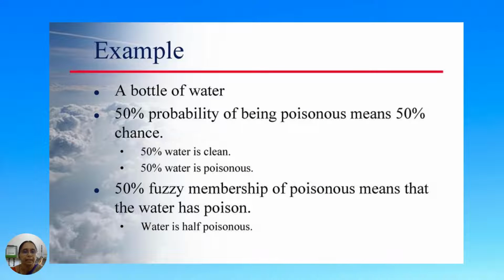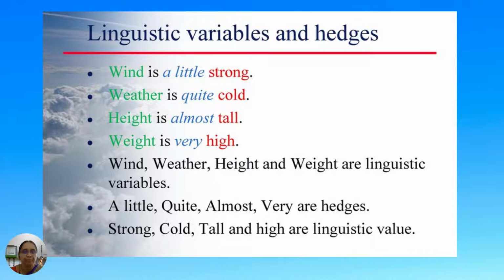Here is an example. In a bottle of water, a 50% probability of being poisonous means a 50% chance. So 50% of the water is clean and 50% is poisonous. But a 50% fuzzy membership of poisonous means that the water has poison, and that the water is half poisonous. A fuzzy set is represented by linguistic variables and hedges. Here are the examples. Wind is a little strong. Here, wind is a linguistic variable, little is a hedge, and strong is a linguistic value.